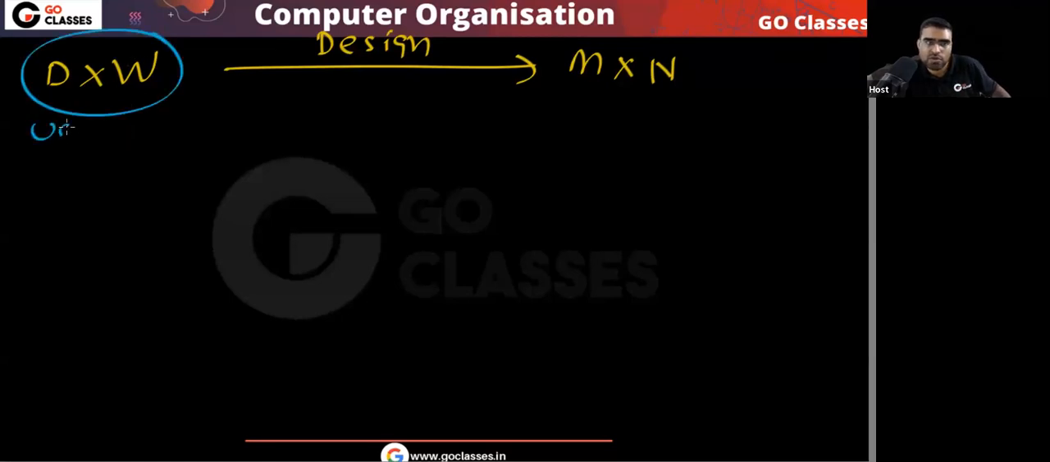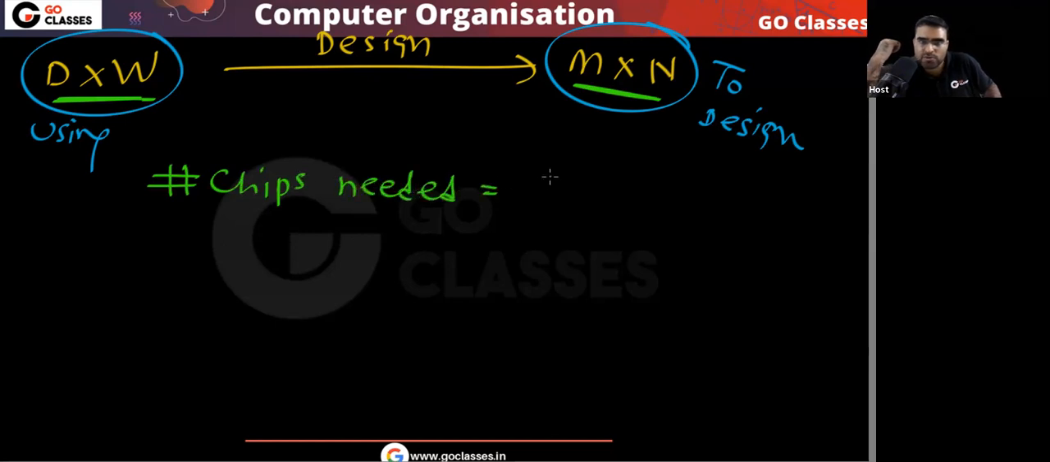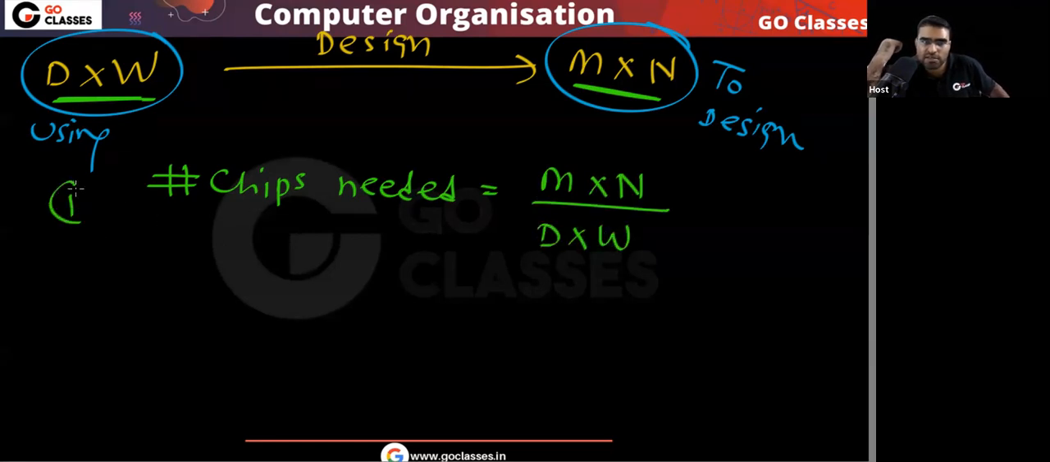Using these, this is what we want to design. So how many chips will be needed? Tell me. For that, just divide this by this. So remember, the number of chips needed: if I ask you how many chips will be needed, you divide this by D into W. That's it. This is the first thing.